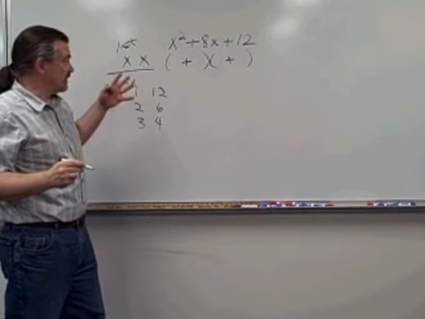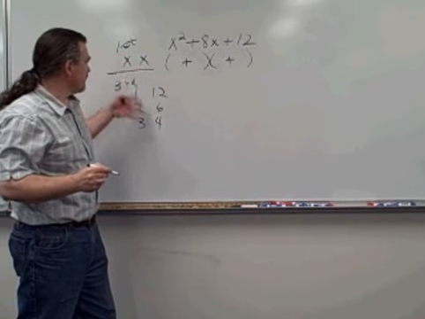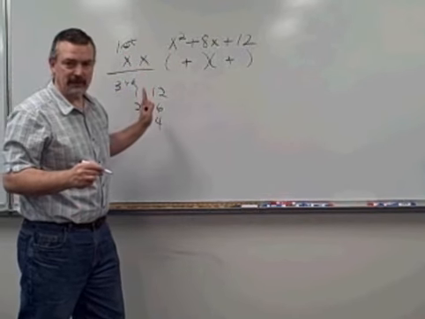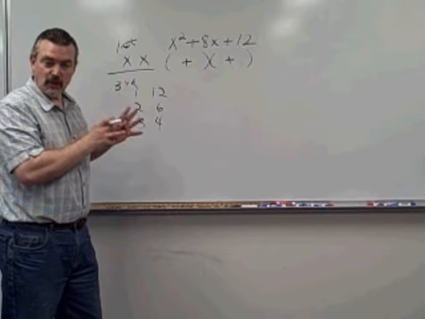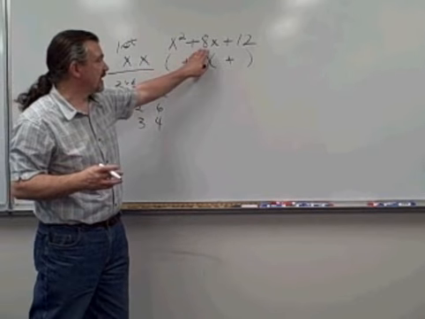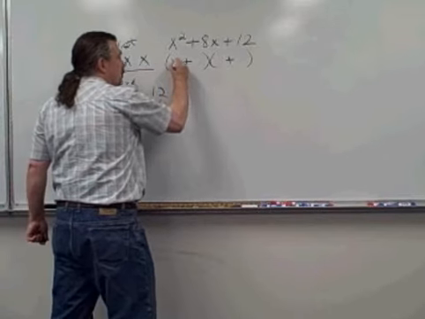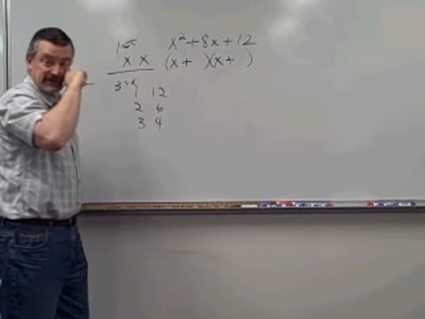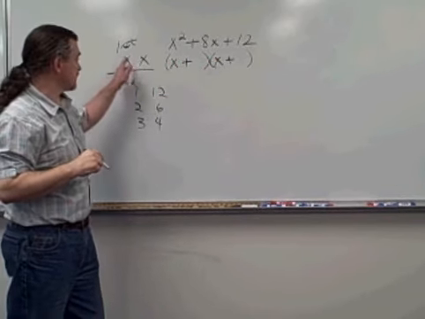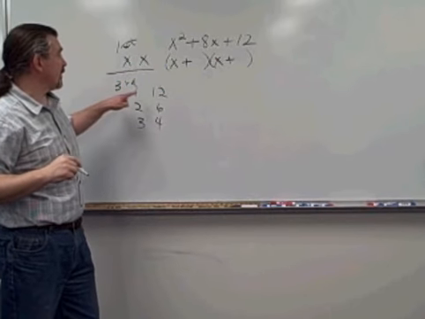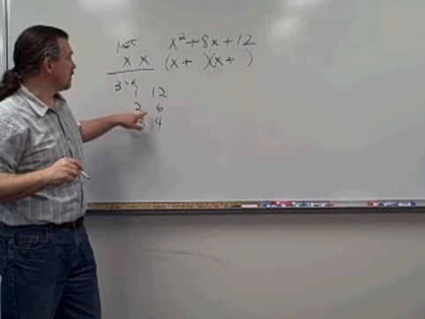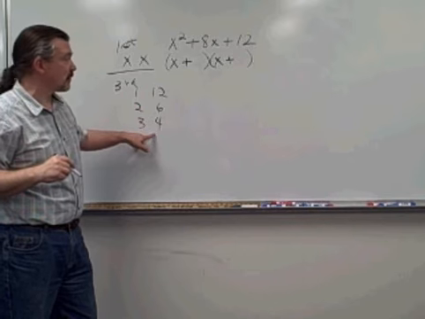And now we choose one from each group to put into the binomials and test the O and the I of FOIL until we find the grouping that makes plus 8x. Well, there's only one possibility that we're interested in there in the first positions. That's the x times x. And now we have to choose from 1 and 12, 2 and 6, or 3 and 4.